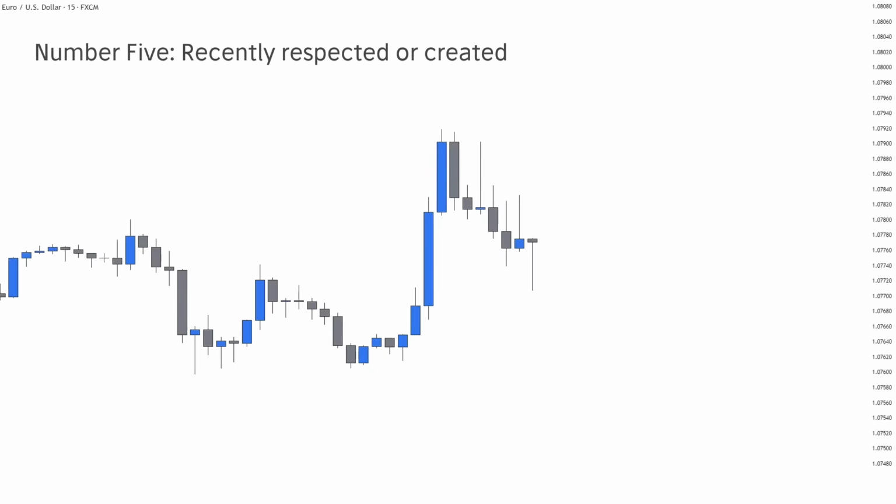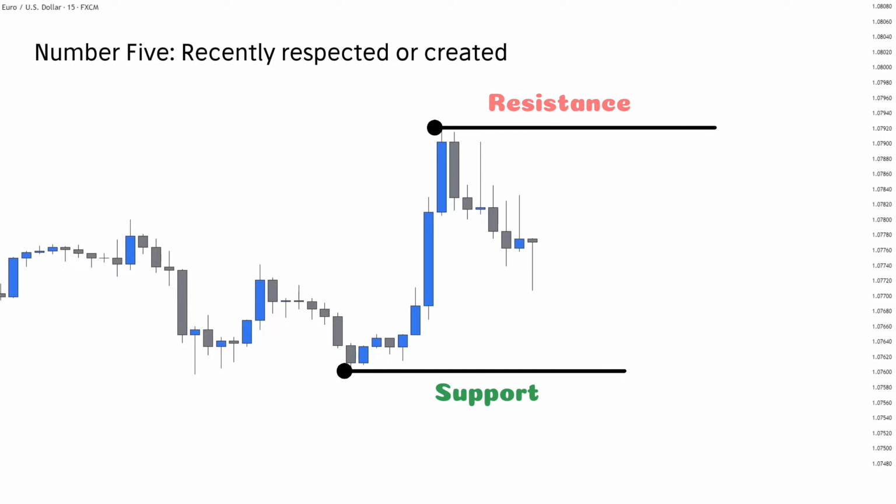Number 5, recently respected or created levels. The recent levels in front of the price are always more effective since they are current and new, whether they are traditional support, resistance, or order blocks.